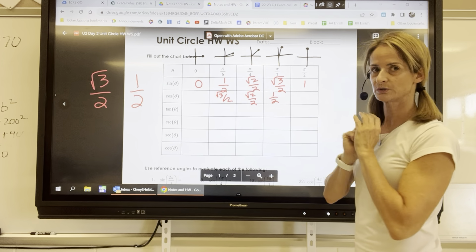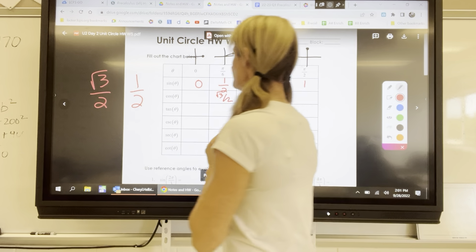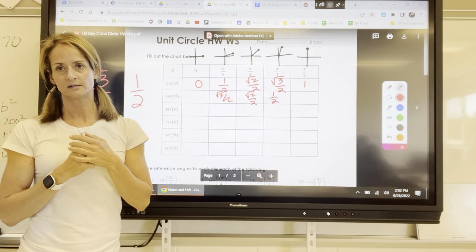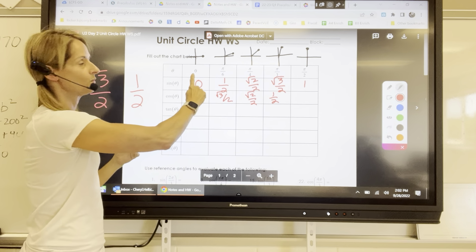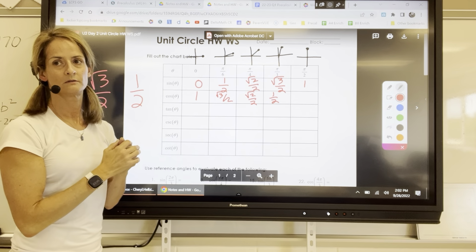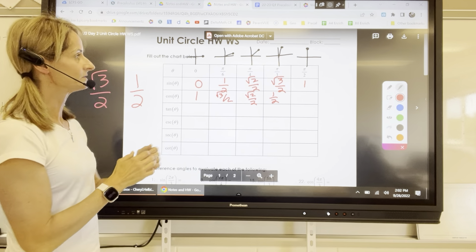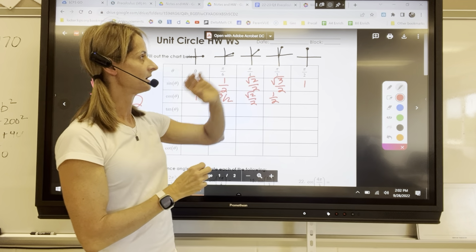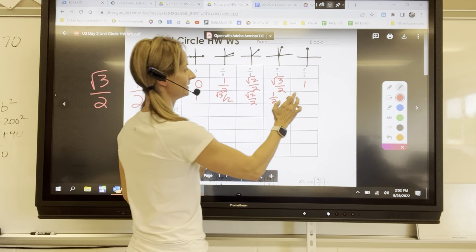These values are also switched because at 0 degrees, cosine is the x distance. The x distance is 1. So the cosine of 0 is 1. And the cosine of pi over 2, that ordered pair is 0, 1, and we're looking for the x distance. Cosine of pi over 2 is 0.